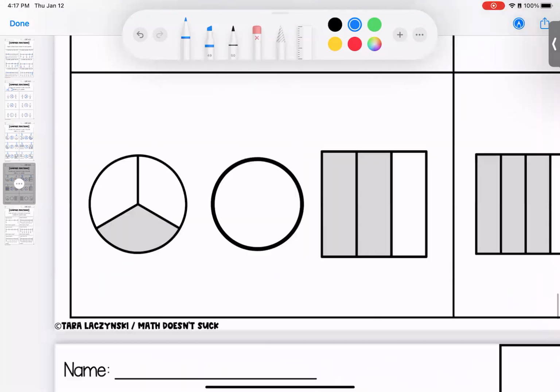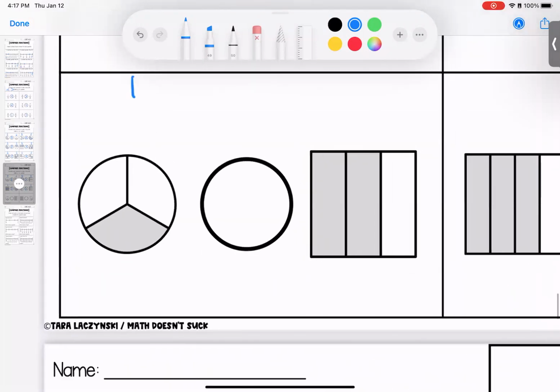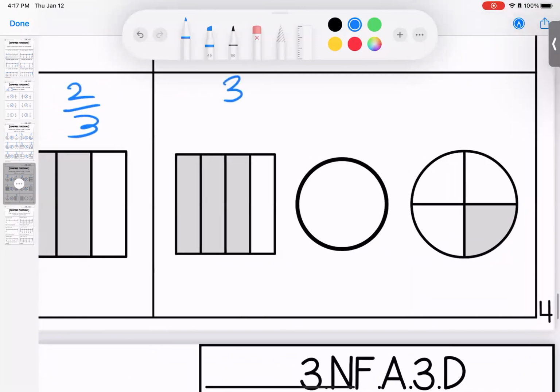Last two down here. I have 1/3 and 2/3. 2/3 is greater. Last one. I have 3/4 and 1/4. 3/4 is greater.